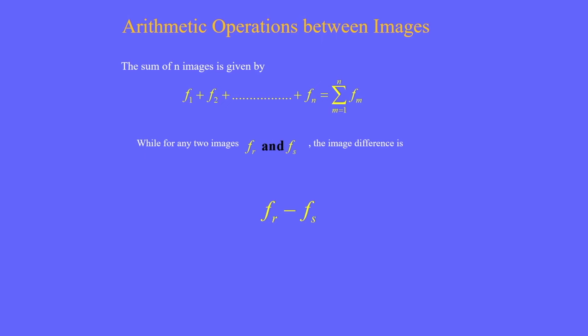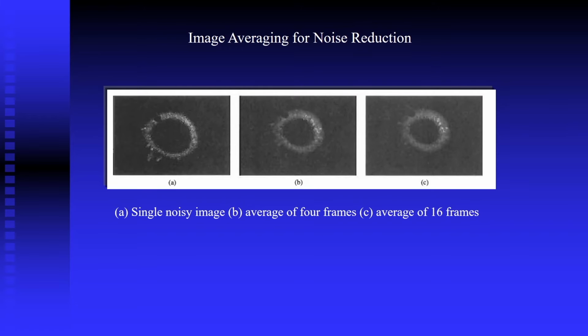So n number of images I am considering. After this I am doing the addition of n number of images. The second example is the subtraction of 2 images. If I do addition of the images, what will happen? You see, I have the noisy image. Suppose I have a number of noisy frames. If I do the averaging, then in this case the noise can be reduced.